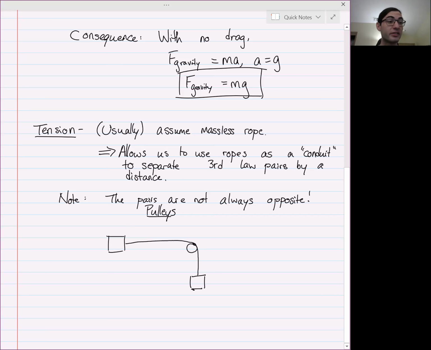So in this case, you would have a tension force pulling this rope up. The third law force pairs. Third law. Force pairs. Sorry.